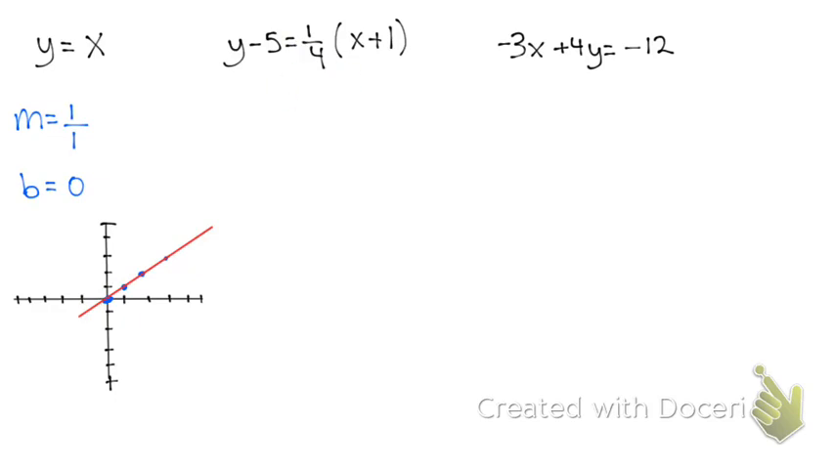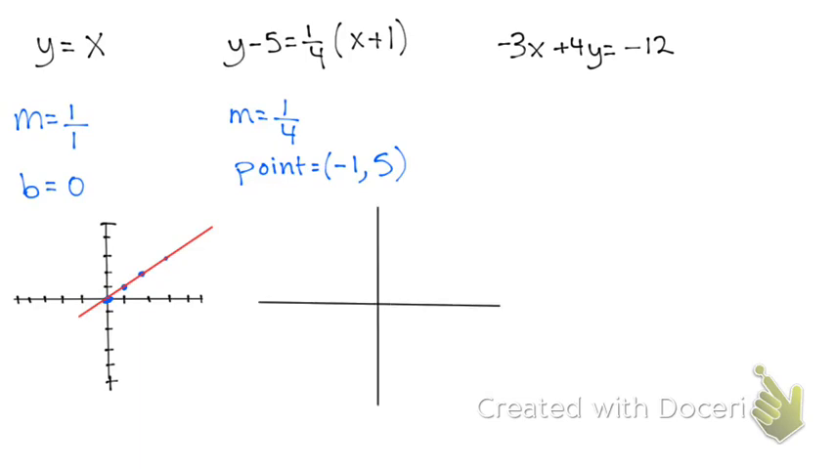The second equation is in point-slope form. Again, you know it's point-slope form because you have parentheses with your linear equation. So we have our slope being 1/4. The number in front of the parentheses is always the slope. Our point is next to x and y. When we bring it down, change the sign. So -1, +5. Graphing that, we have a dot here at -1, 5.